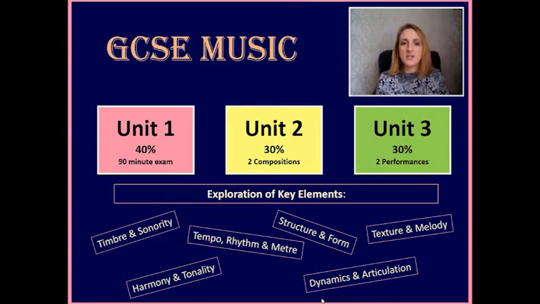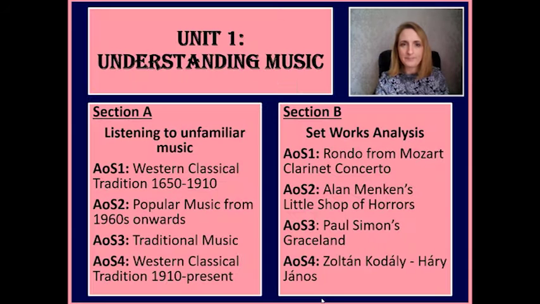All of these units, Unit 1 and 2 in particular, you explore the key elements of music, all of which you studied at Key Stage 3, but we go into quite a bit more depth of them at GCSE level. So timbre, sonority, tempo, rhythm, dynamics, articulation, structure and form, texture and melody, harmony and tonality. All words, like I said, you're familiar with using at Key Stage 3.